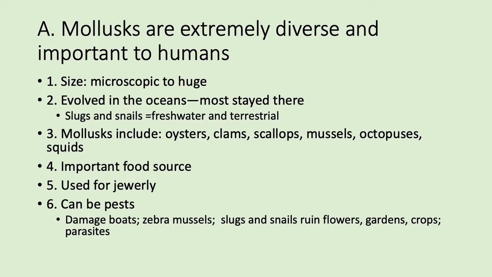Some examples of mollusks: oysters, clams, scallops, mussels, octopuses. Your book uses the plural octopuses throughout. I've also heard of octopi, but I don't know. So, squids. And the reason why they are pretty important to humans is food source.